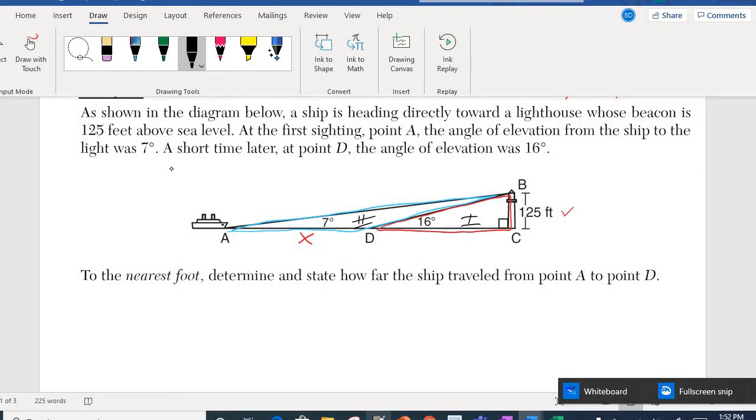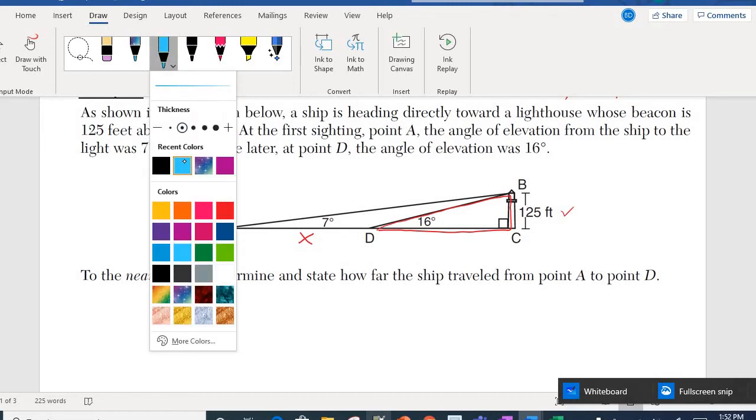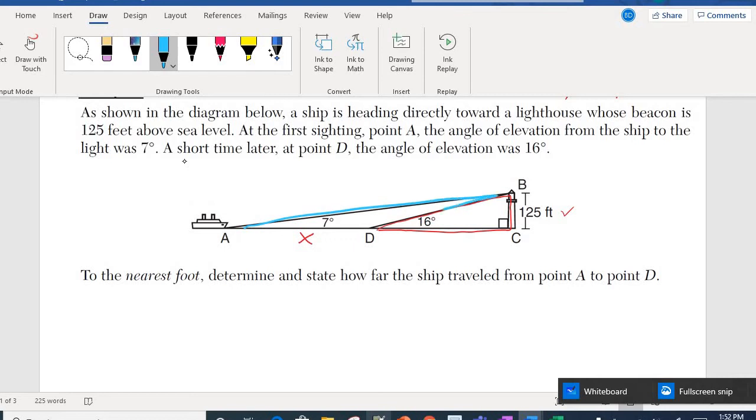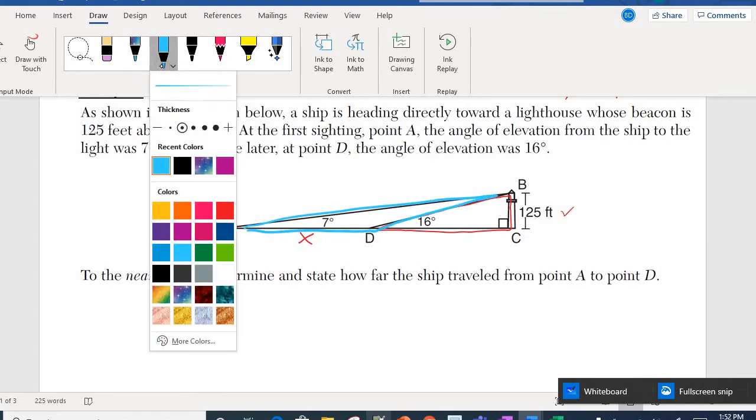So what I would tell you to do is let's find something that the two triangles have in common. Okay? And what do the two triangles have in common? They have a side in common, don't they? That side is DB. I'm going to call that side DB, I'm going to call it Y.